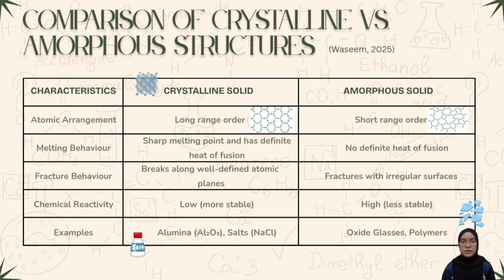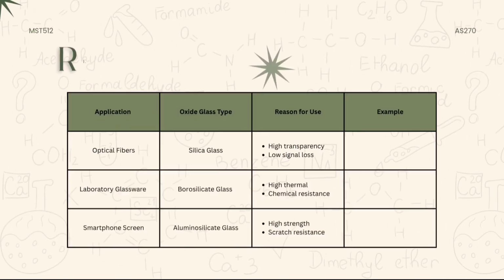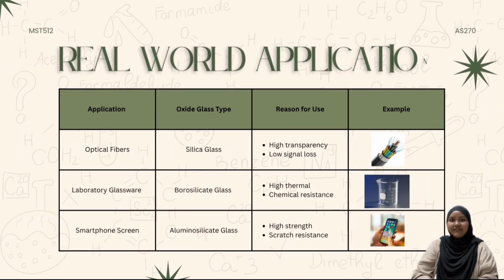Trapping them in a higher energy state, which makes them less stable and highly reactive. To visualize this, perfect examples of crystalline structures are sodium chloride and alumina, while amorphous structures include everyday oxide glasses and polymers. This slide shows the real-world application of different oxide glass types and why they are used.